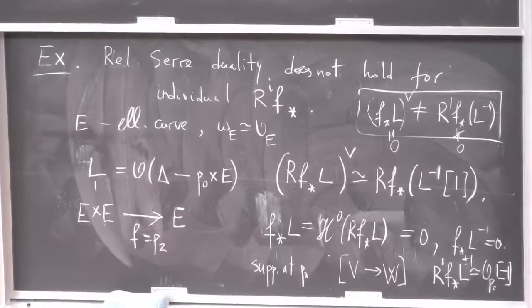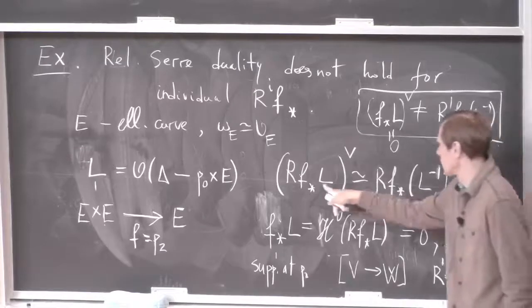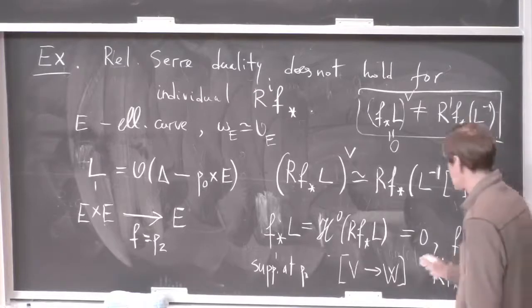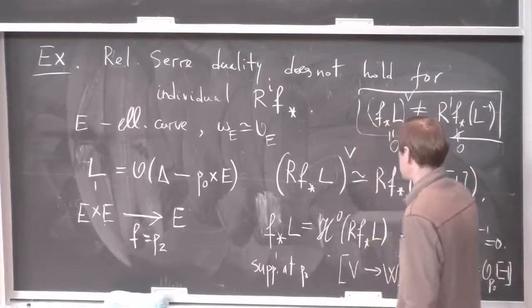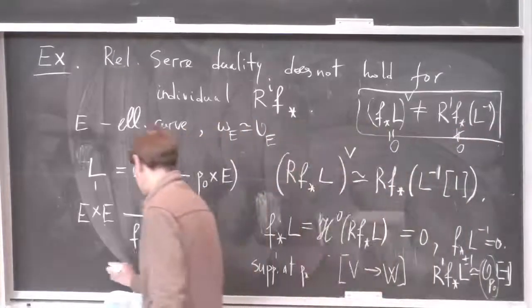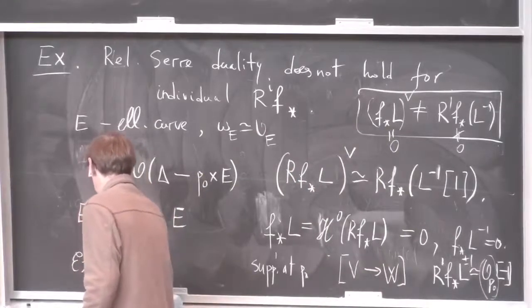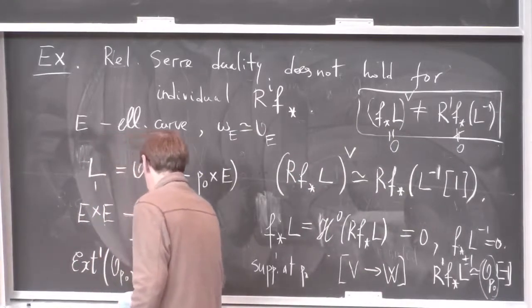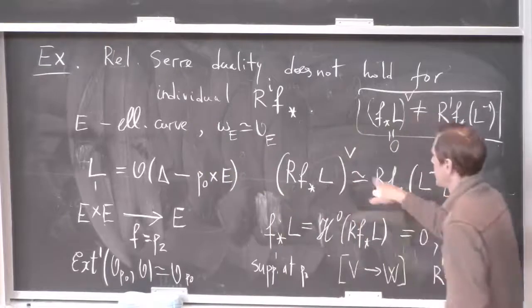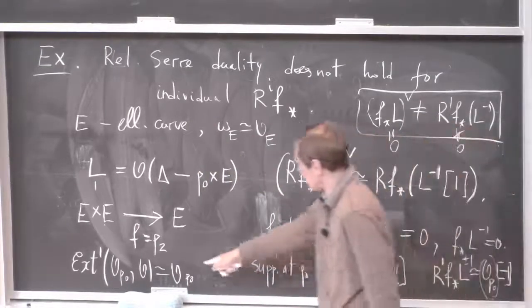So what happens is that both complexes are concentrated in, they have cohomology in degree 1, and so the duality says that when you dualize a thing like this, you get again this shift, but in a degree shifted by 1. So it just says that there is an Ext^1 from O_P0 to O_P0 again. So that's basically what this kind of duality boils down to.